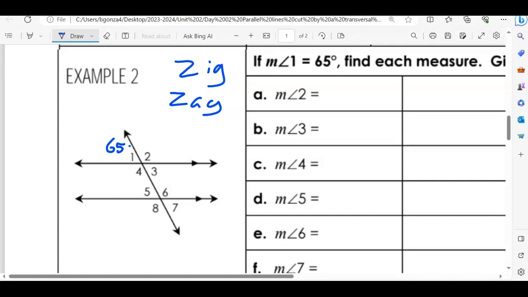That's true, okay? But if you want the shortcut, all you got to do is figure out one angle and write them all in a zigzag. So let's do that. If angle 1 is 65, angle 3 is 65, angle 5 is 65, angle 7 is 65. Do you see how it's alternating kind of like a ziggy-zaggy? Okay? That's the rule.